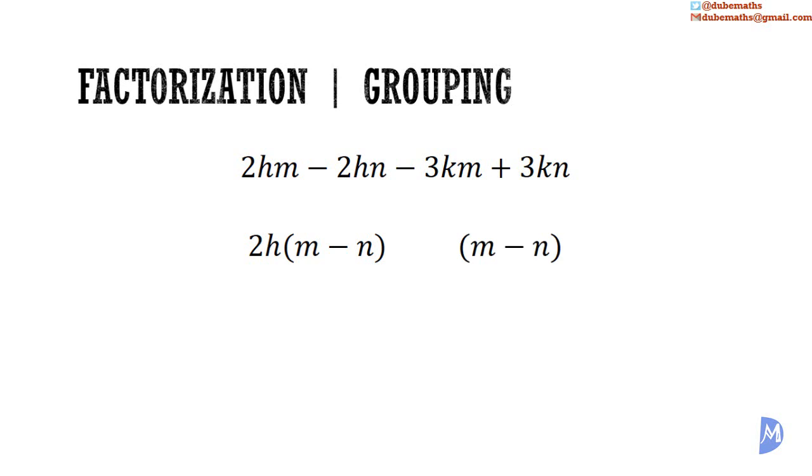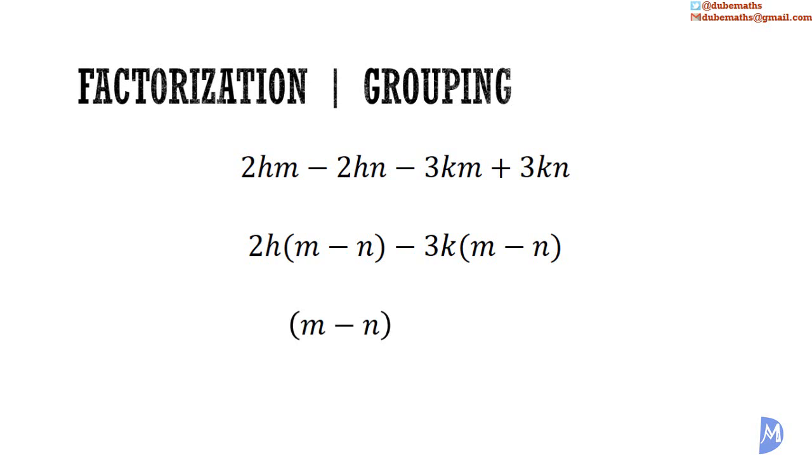What do I multiply m by to get negative 3km? Negative 3k. We multiply negative 3k by negative n to make sure the answer is positive 3kn. It is. Now the expression is in the form of two terms with an HCF. Term 1, 2h multiplied by m minus n, and term 2, negative 3k multiplied by m minus n. The HCF of 2h(m minus n) and negative 3k(m minus n) is, you guessed it, m minus n.